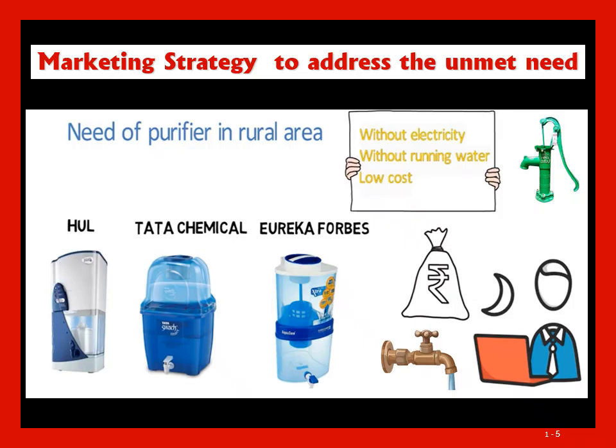On your screen, you can see the need for a purifier in rural areas. Without electricity, without running water, how can we generate pure or drinkable water at low cost? People in rural areas still rely upon traditional methods to get drinking water. But the concept of filtered water or RO water has emerged over a period of time. If we market these products in rural or underdeveloped areas where there is no electricity, it is very difficult for a marketer to sell a product like a water purifier or RO system.